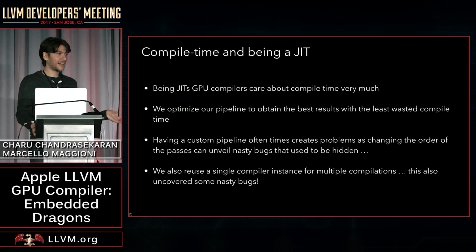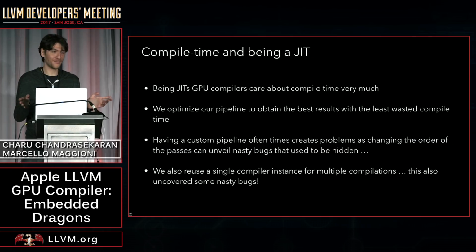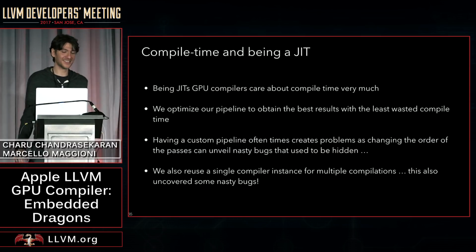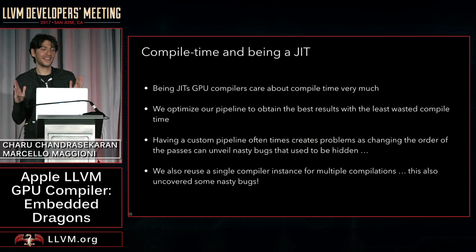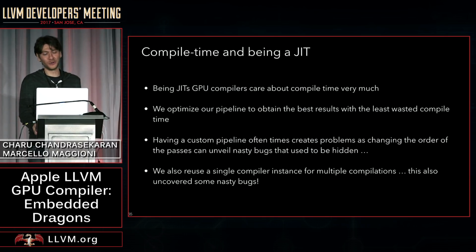Another problem came from the fact that we reuse one single compiler instance for multiple compilations, and we found different kinds of bugs that are very difficult to debug because they're essentially data races. Another very common one was cached results from a previous compilation being reused in the next one, and of course that's not good because you use data that is not from the current compilation. We had to fix these problems in open source as well.